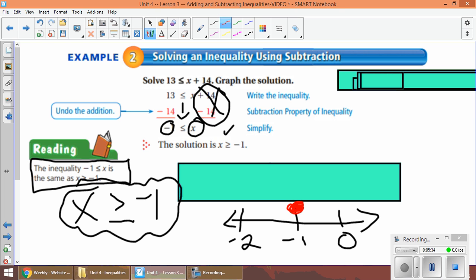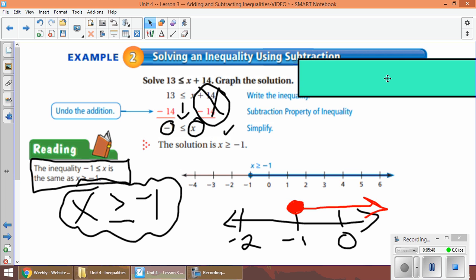Greater or equal. Greater means I'm going to fill my circle in. Well, the equal to part, we fill the circle in. The greater part means all the solutions at -1 or larger, which means to the right.